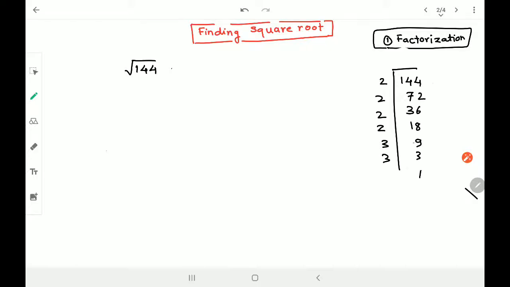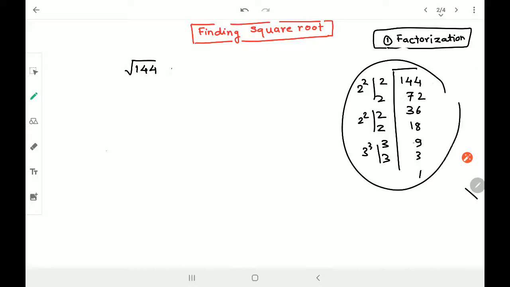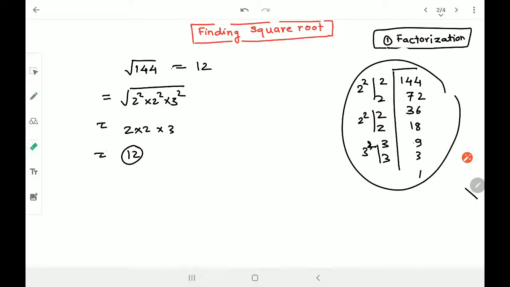Factorization is complete. Then we have to pair. Take pairs. Write the pair as 2 squared, 2 squared, and here as 3 squared. This is all rough work. We have to directly write this equals 2 squared into 2 squared into 3 squared. Square root gets cancelled. I am getting 2 into 2 into 3, which is 3 into 4 is 12. Yes, it is a correct answer. I hope you understood the concept, right? Clear. So simple. It's not very difficult.